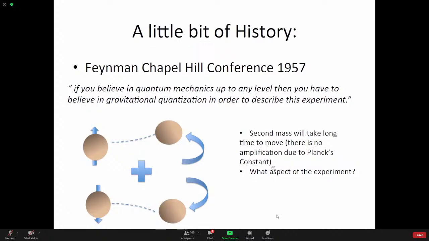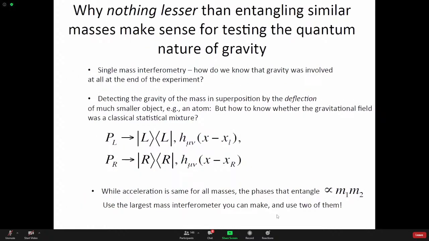And also, what aspect of the experiment? Of course, this is there in his words too, to describe this experiment, but what really is needed is to measure the entanglement from some kind of correlations. Otherwise, you do not find out about the quantum nature of gravity. This is maybe another way to say why some of the earlier suggestions are not fully convincing to explain the quantum nature of gravity.